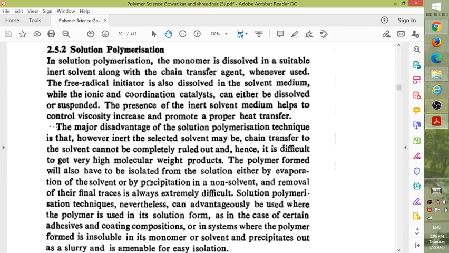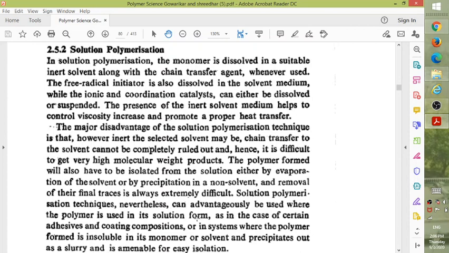Either by evaporation of the solvent or by precipitation in a non-solvent, and removal of the final traces is always extremely difficult. So no matter how hard you separate out the product, it is always difficult to completely separate it. Some fine traces will be there. Solution polymerization technique nevertheless can advantageously be used where the polymer is used in the solution form. Suppose you are using the polymer in the solution form itself, then this solution polymerization technique is very useful.